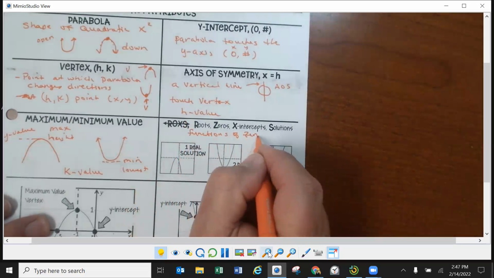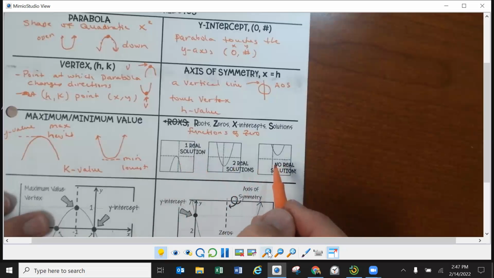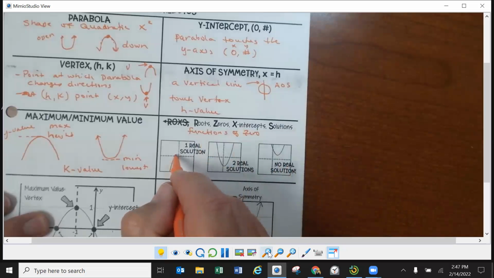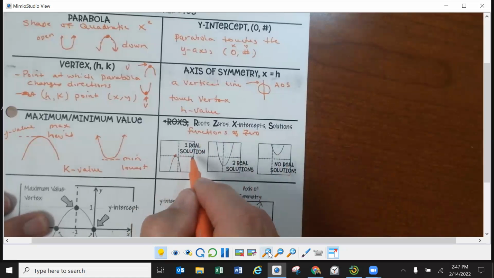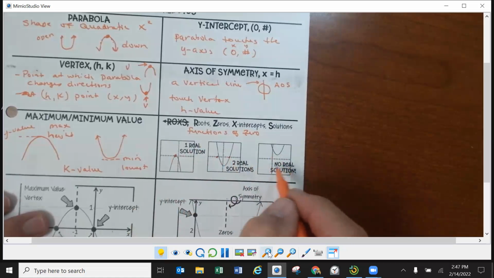It's another one just in case. And what this is, there's three types of solution, all right? Three types of answers. There's where it touches one time, that's called a 1-point solution. Then you could have it where it's touching twice, that's a 2-point solution. And then you could have where it doesn't touch the x-axis at all. This is no solution.